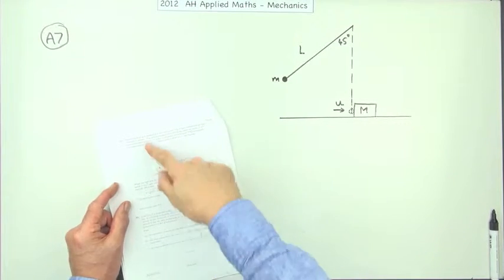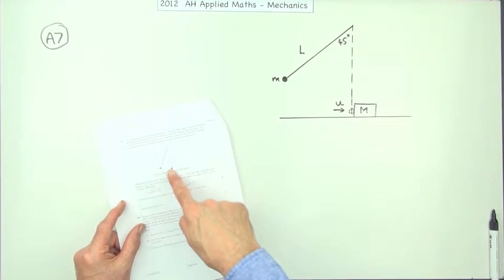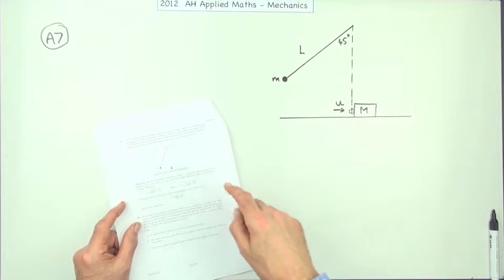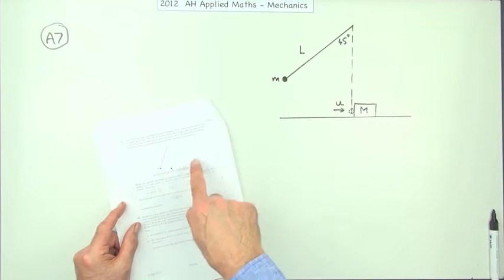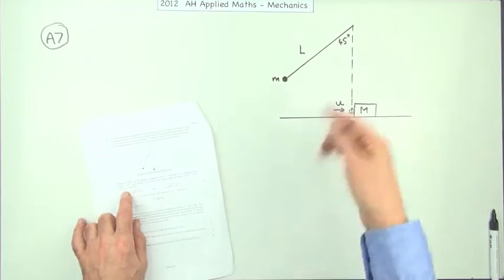Question A7 then from the 2012 Advanced Higher Applied Maths Mechanics. It looks like conservation of energy, and with this little impact, conservation of momentum. Right, what's it got to show? Show these three things. So what does it say?